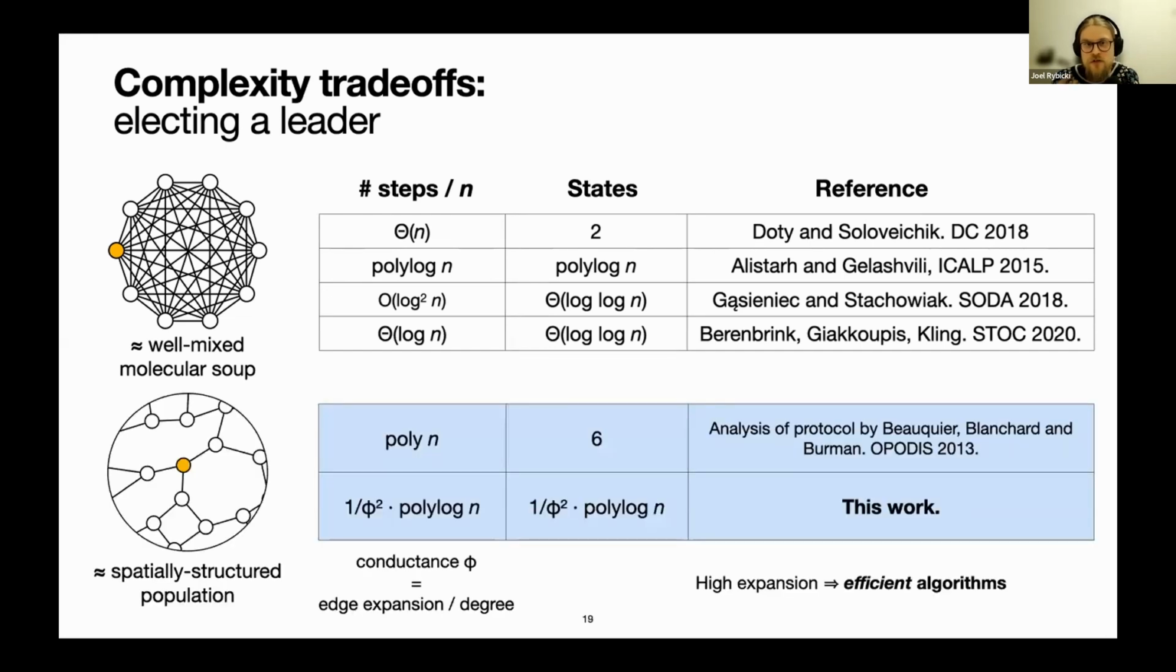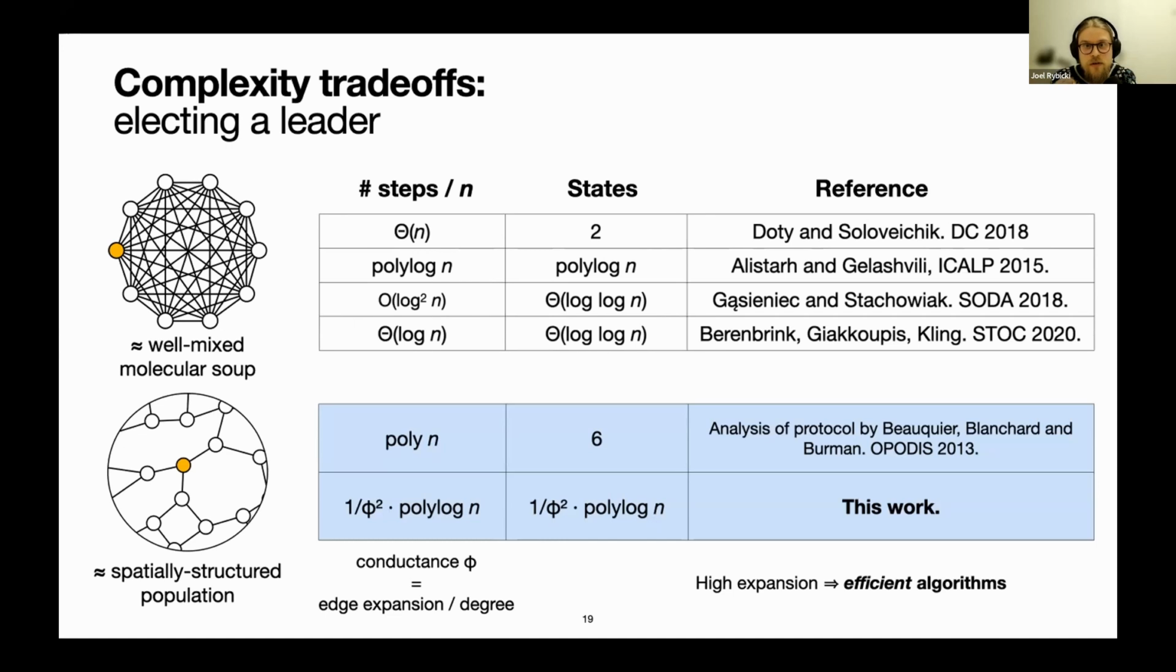Now, in the case of general graphs, there's actually a very nice 6-state protocol for leader election that runs in polynomial parallel time in any connected graph. What we show as our main contribution is that in regular graphs with high conductance, you can actually stabilize much faster, almost as fast as in the clique.